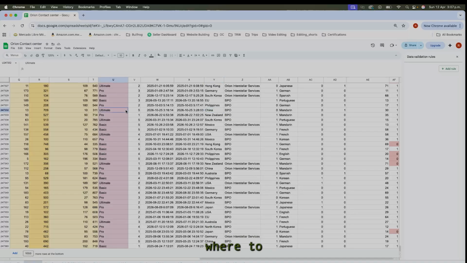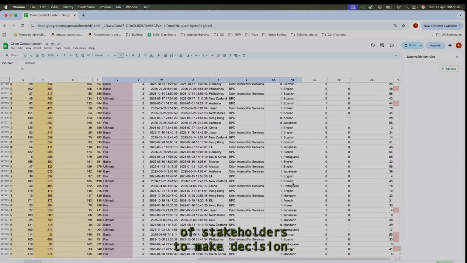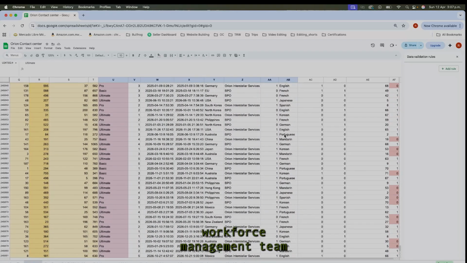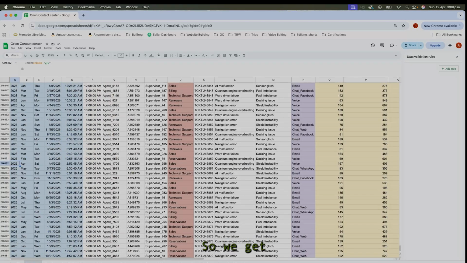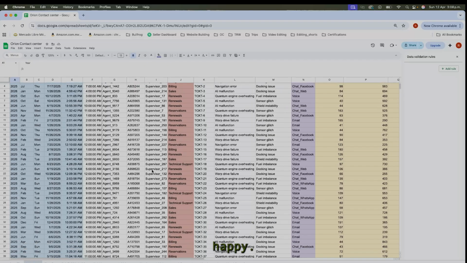Because now we know where the majority of our customers who are paying the most money are calling from. Those types of insights are very important to know in a contact center, because that allows higher levels of stakeholders to make decisions. And that's part of the workforce management team: to identify trends, to alert the stakeholders, so we get the service level into goal and basically keep our customers happy.